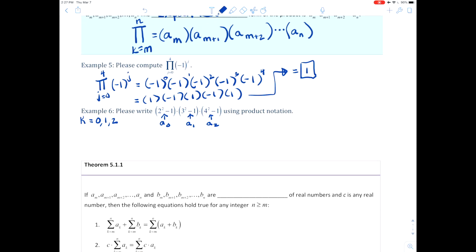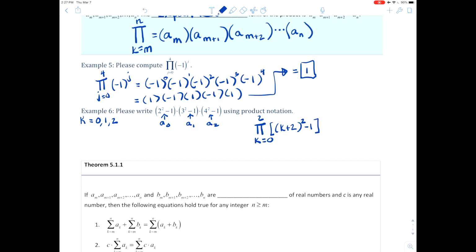Good so far? All right, so putting it all together, we would have the product from K equals 0 to what? Good, 2. And then that is going to be of what? So when you plug in a 0, you're going to need 2. Beautiful, add 2. So this would be K plus 2, the quantity squared, minus 1, right?